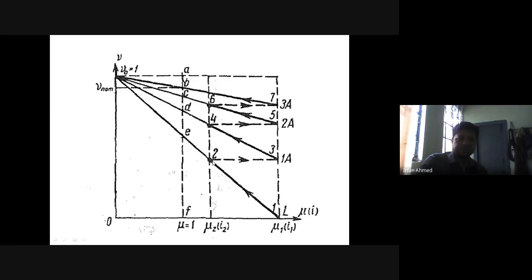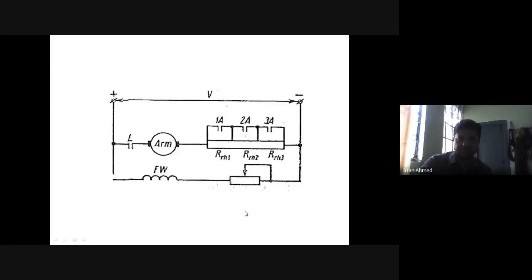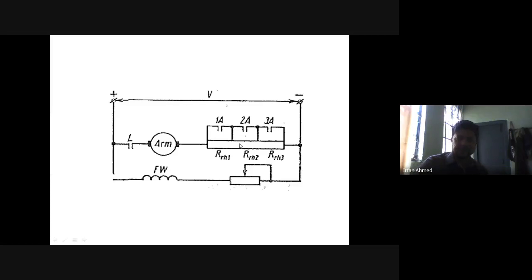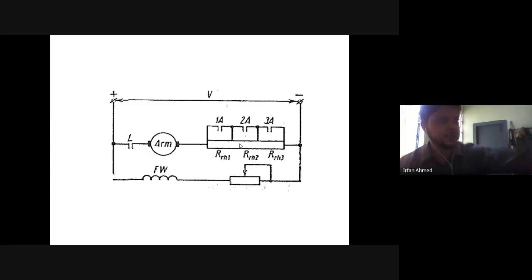But you have inserted the external resistance only for limiting the starting current. You do not want those resistances to be permanently present in the circuit. So as soon as the current reaches I2, you close one contactor, contactor 1A. As soon as you close contactor 1A, this resistance R1 is removed from the circuit, and if you neglect the armature inductance, the armature current will instantly increase.